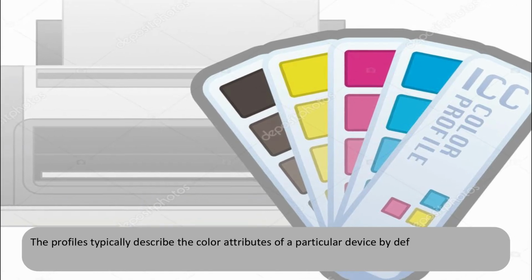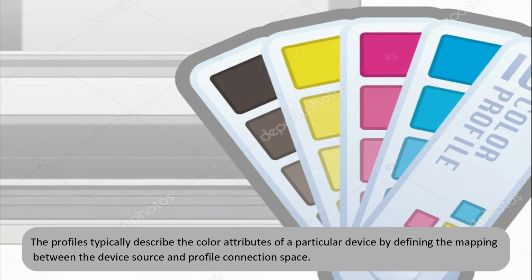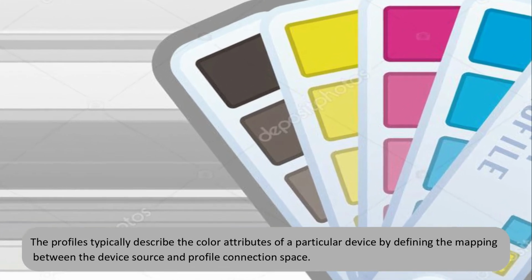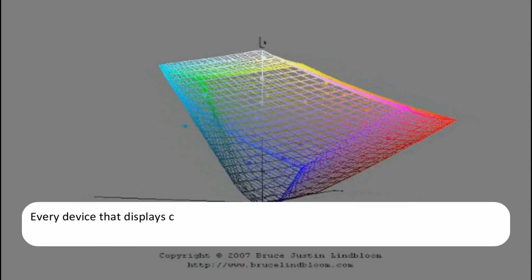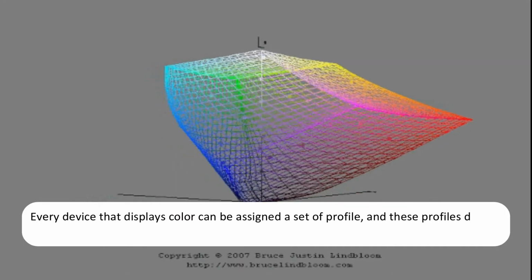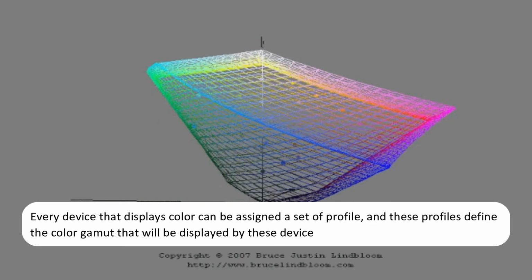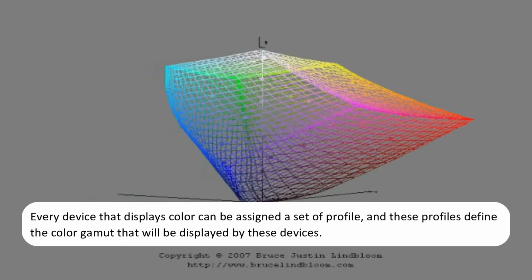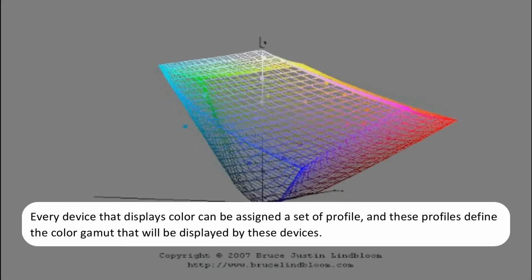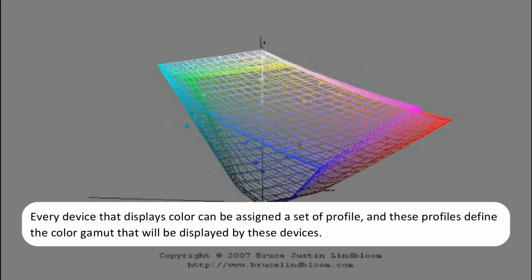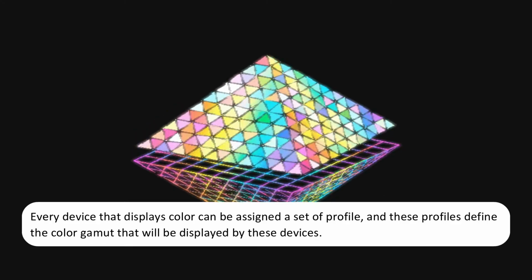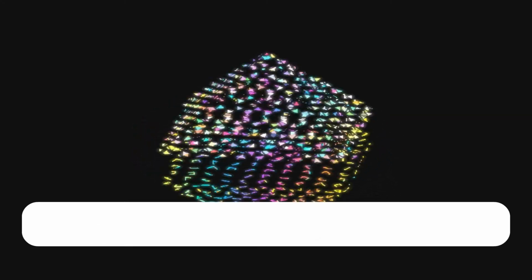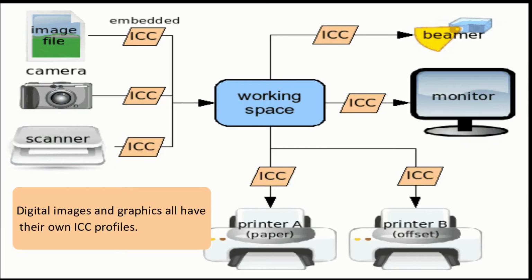The profile typically describes the color attributes of a particular device by defining the mapping between this device source and a profile connection space. Simply put, every device that displays color can be assigned a set of profiles, and these profiles define the color gamut that will be displayed by these devices. Digital images and graphics all have their own ICC profile.